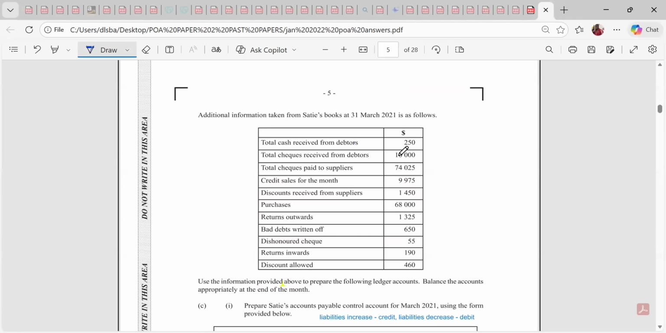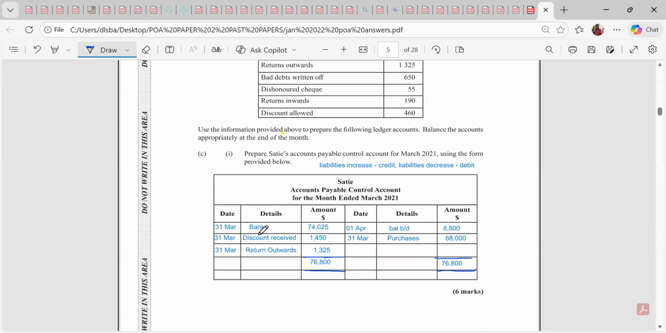Third one, total checks paid to suppliers. If we are paying a supplier or creditors money, do we now owe them more money or less money? Anyone? Less. If we pay money, we owe less. So this payment to suppliers will go on the debit side. $74,025.